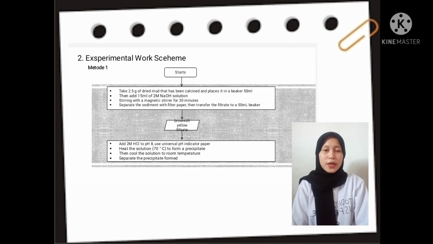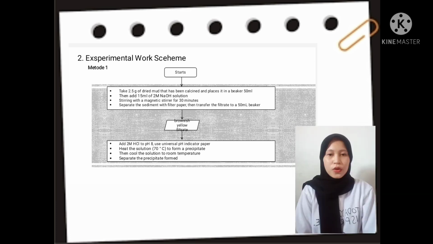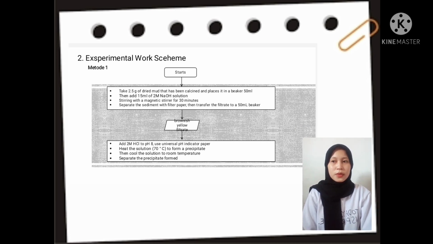Experimental work scan. Method 1. First, take 2.5 gram of dry mud that has been calcined and place it in a 50 ml beaker. Then add 15 ml of 2M NaOH solution. Stir with a magnetic stirrer for 30 minutes. Separate the sediment with filter paper, then transfer the filtrate to a 50 ml beaker. Next, add 2M HCl to pH 8. Use universal pH indicator paper.